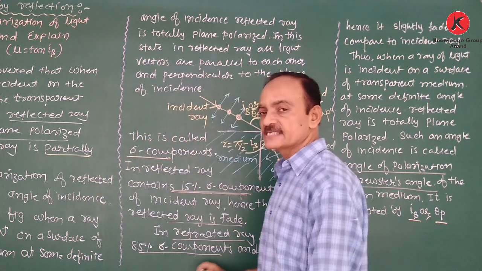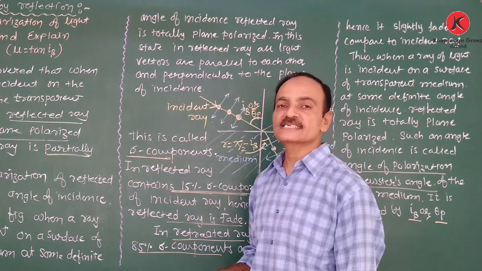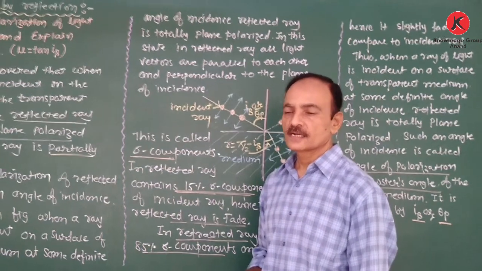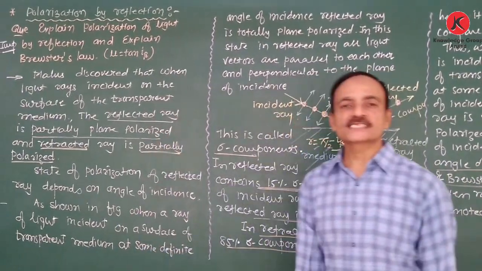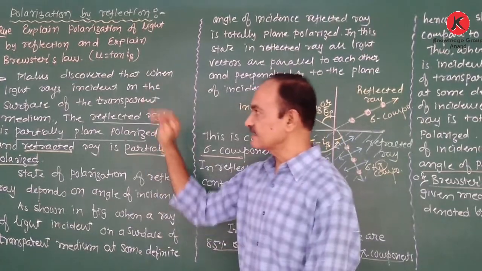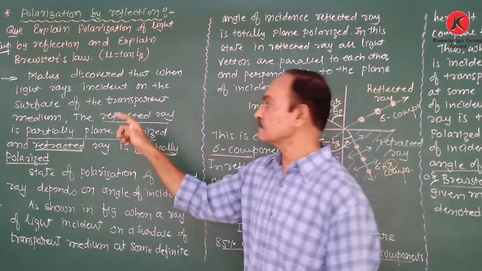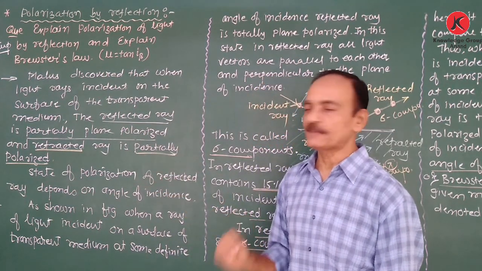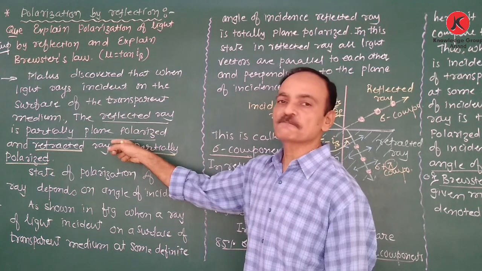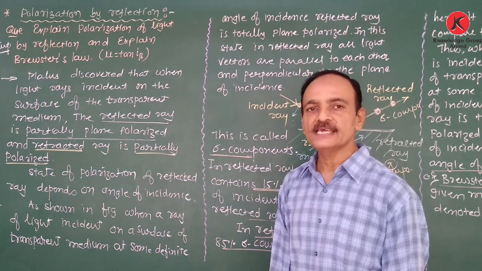Now, how do we explain polarization by reflection? For that purpose, we first keep in mind the concept of Malus. Malus discovered that when light is incident on the surface of a transparent medium, where reflection and refraction take place, the reflected ray is partially plane polarized.